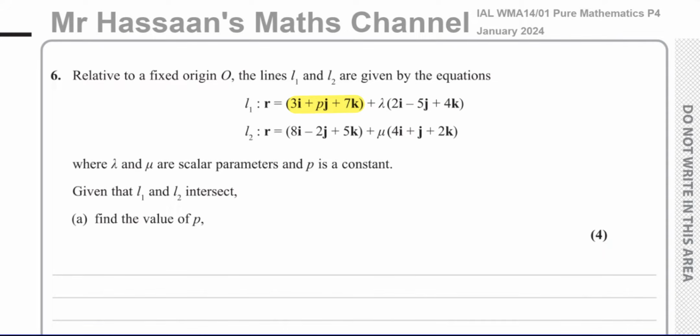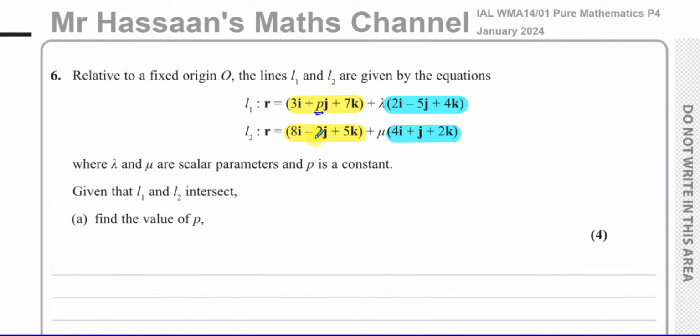Okay, so let's say these are the direction parts of the vectors and these are the position vectors of points on the line. We're told that these two lines intersect at a particular point, so given that they intersect, for sure they do intersect, we've got to find the value of p, which is this letter which represents the number here.